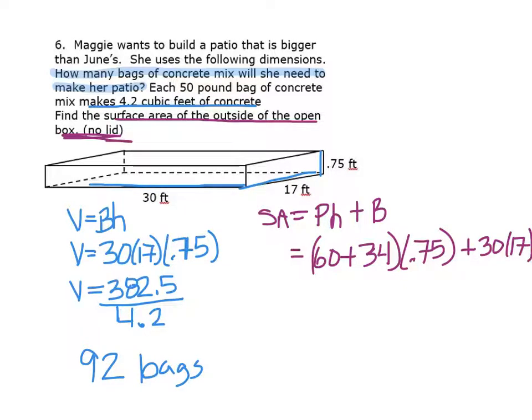Go ahead and simplify that, and you should get 580.5. This would be feet squared.